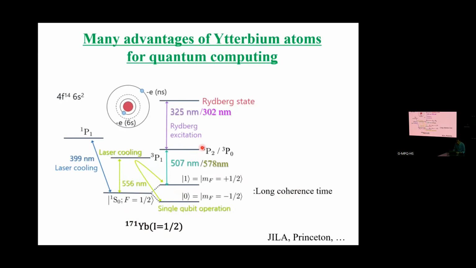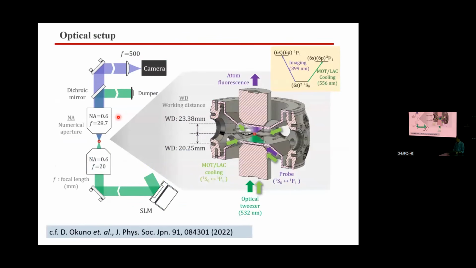As I mentioned, there is a long-lived metastable state. From this metastable state, we can perform a single photon Rydberg excitation, which would be useful for a high fidelity 2-qubit gate. Also, some of the Rydberg states can be optically trapped owing to the existence of one more valence electron. There are many other advantages with ytterbium atoms and also strontium atoms. And this is our current setup.